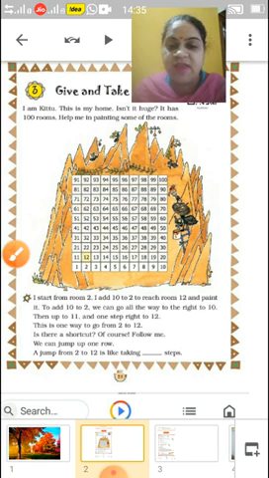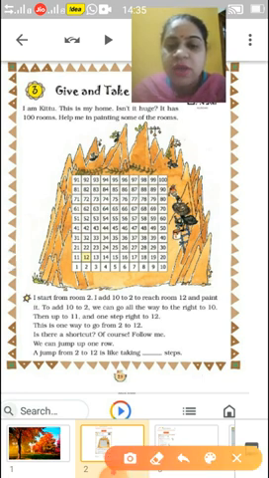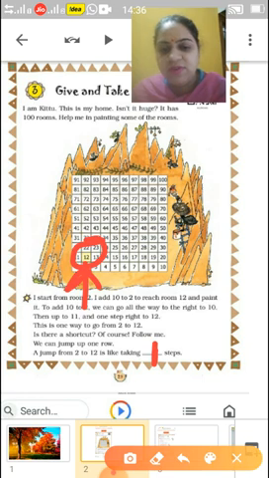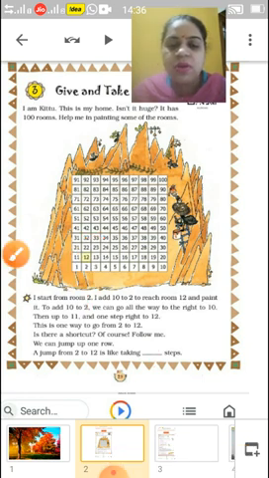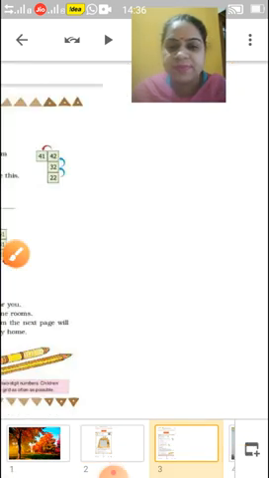only one step. So for the shortcut, if he goes like this, he jumps only one step. So which room does he get into? Room number 12. Only one step. Okay children, when he was jumping like this, understood? Now come to next.